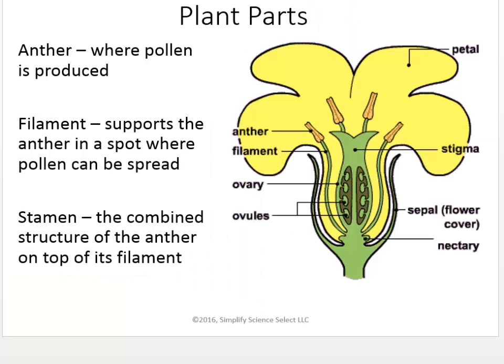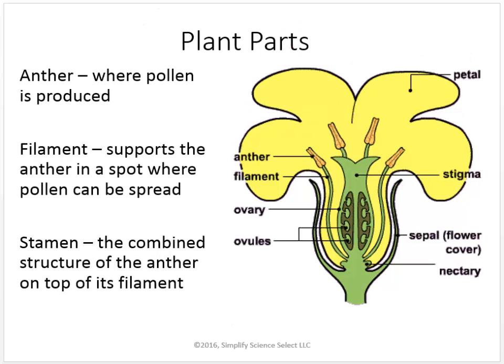We have these anthers and filaments. Different flowers will have different numbers of them. The anther is where the pollen is produced. The filament is a support structure to hold the anthers up and put them in the right position so that the pollen can be spread. Now the anther and the filament together form a larger structure that we call the stamen. The stamen is the combination of an anther and its filament.